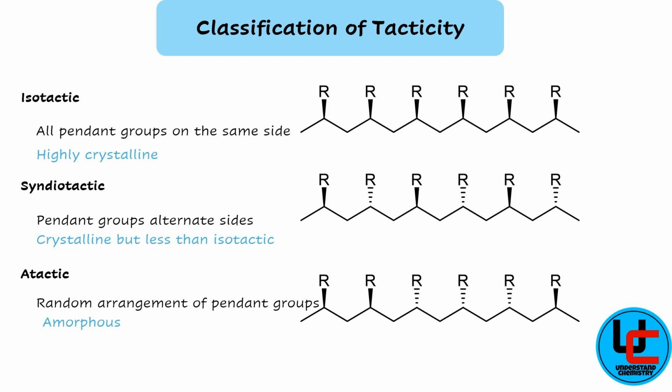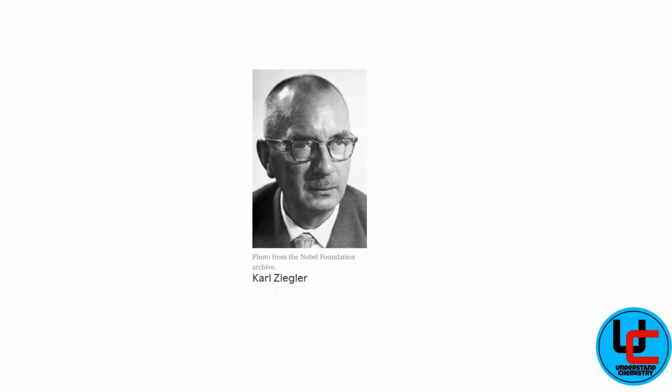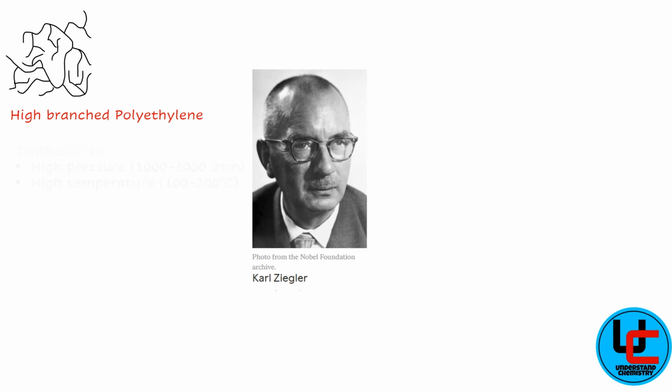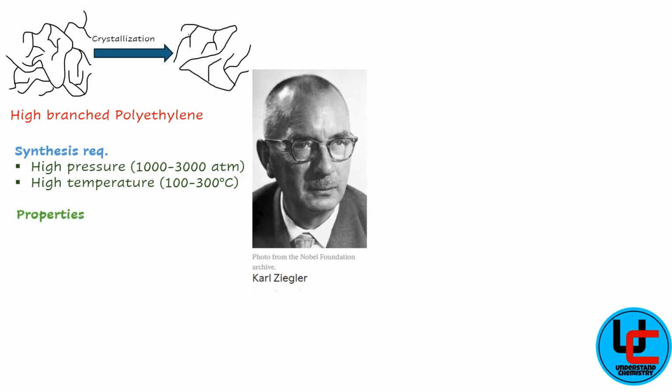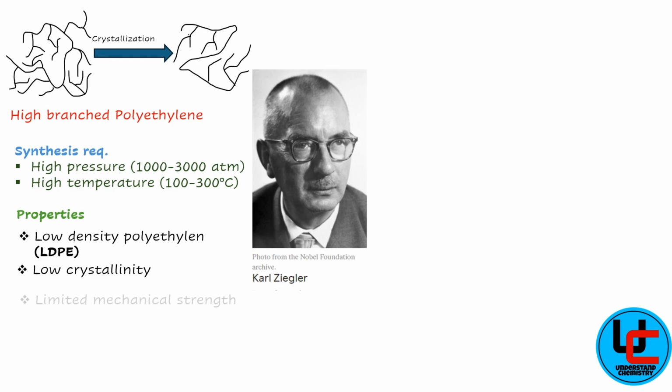The history of the Ziegler-Natta catalyst is also interesting. Carl Ziegler was a German chemist trying to improve the quality of polyethylene. The polyethylene synthesized at the time was a highly branched polymer, the synthesis of which required high temperature up to 300 degrees Celsius and a pressure up to 3000 atmospheres. But still, the polyethylene obtained had low quality, low density, and low crystallinity due to the presence of branching that hindered the mobility of the chain to crystallize and had limited mechanical strength.